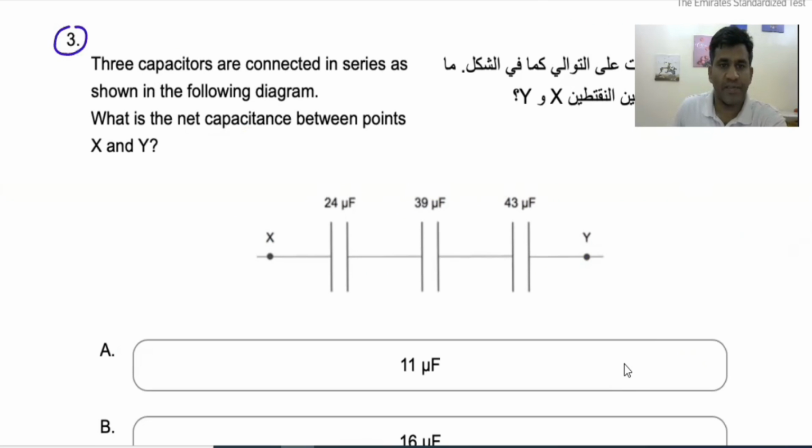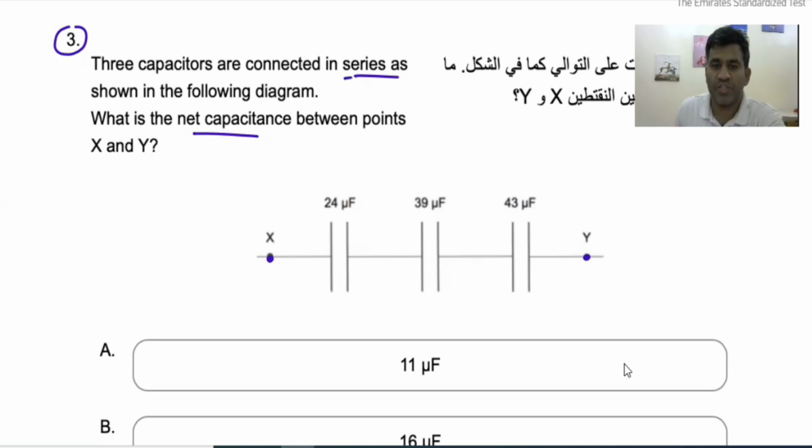Question number 3 here is, three capacitors are connected in series as shown in the following diagram. What is the net capacitance between the points X and Y? So what is the net capacitance of this arrangement? That's the question. If you can see here, the capacitors are connected in series.